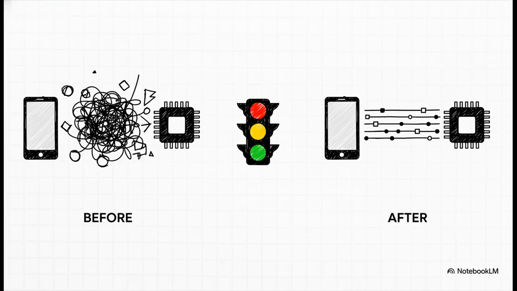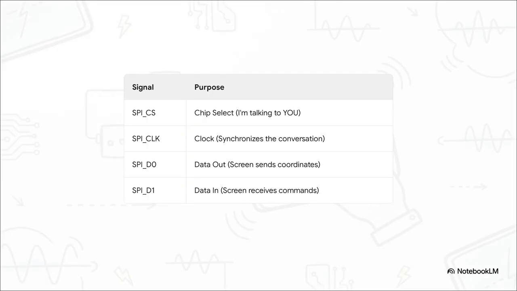So, the wake-up call has been sent. The processor drops what it's doing and is now listening. But you can't just have the two components shouting data at each other randomly. You need rules, a grammar for the conversation, to make sure nothing gets lost in translation. And that's called a communication protocol. In this case, they use a super common protocol called SPI.